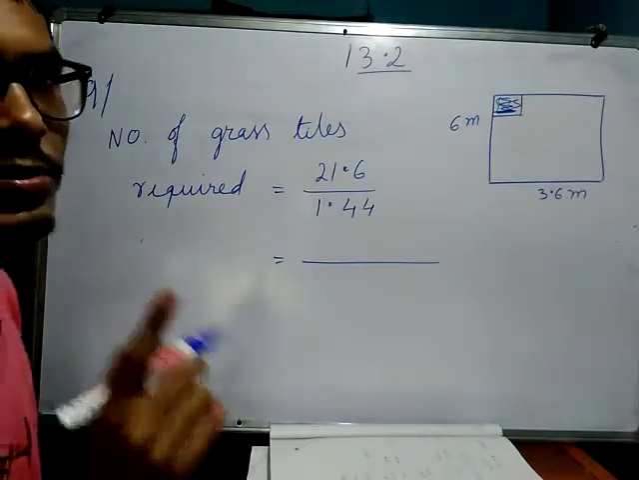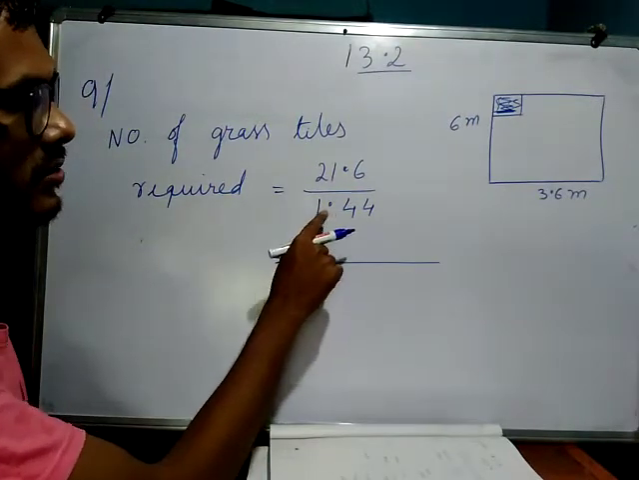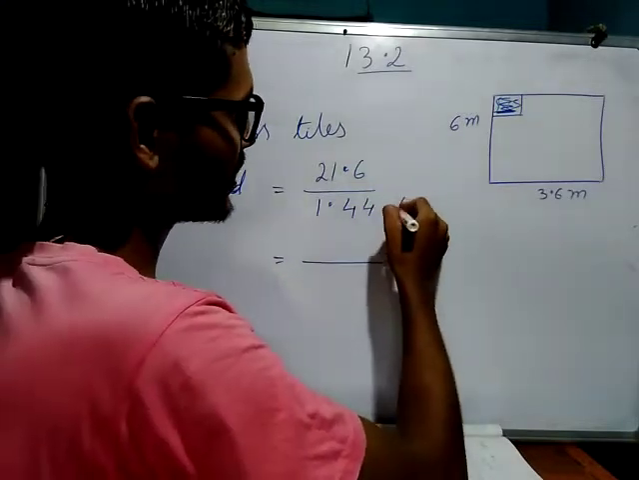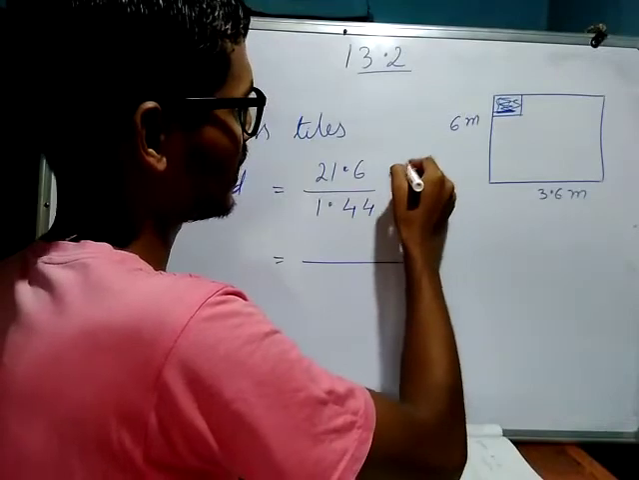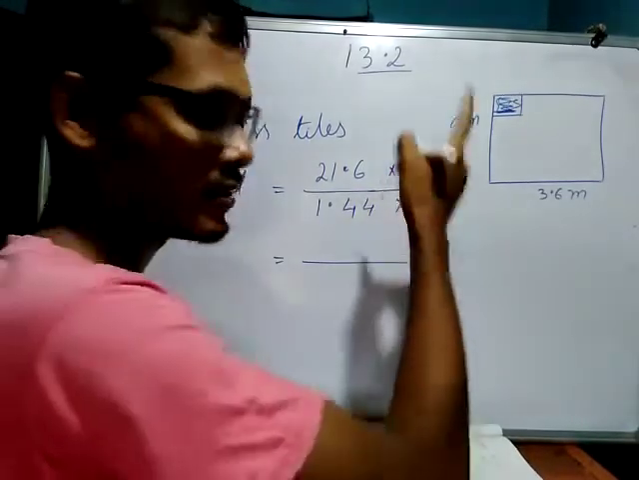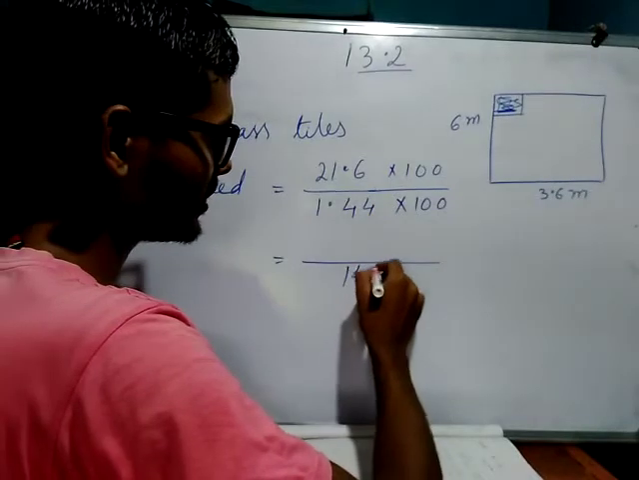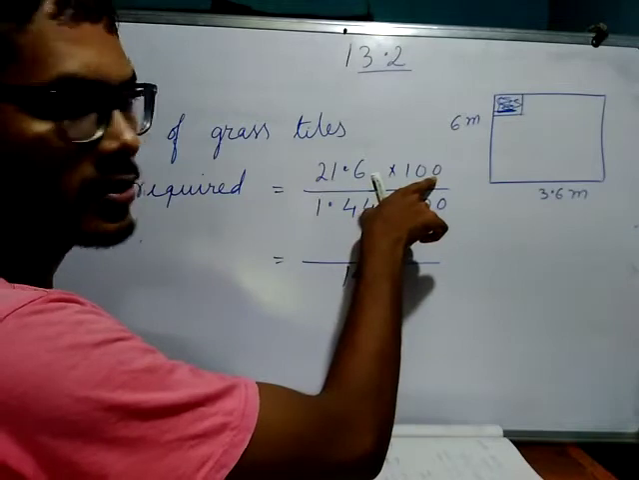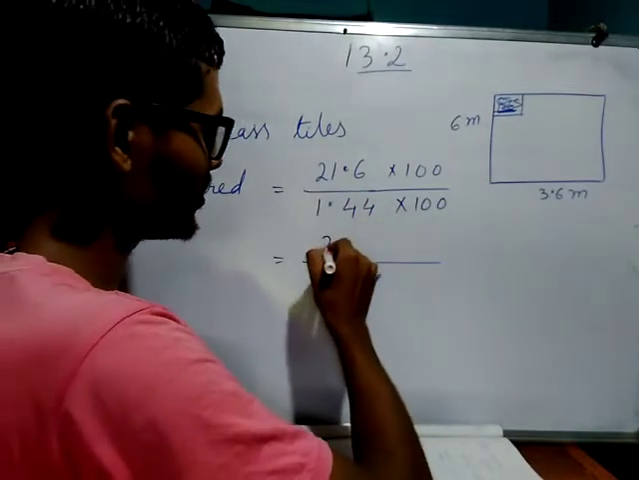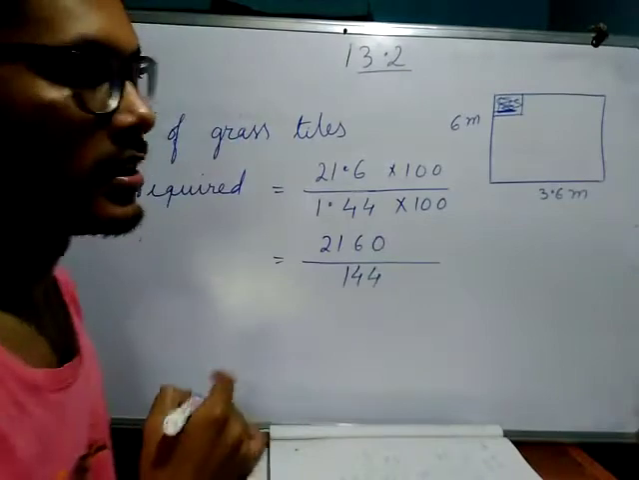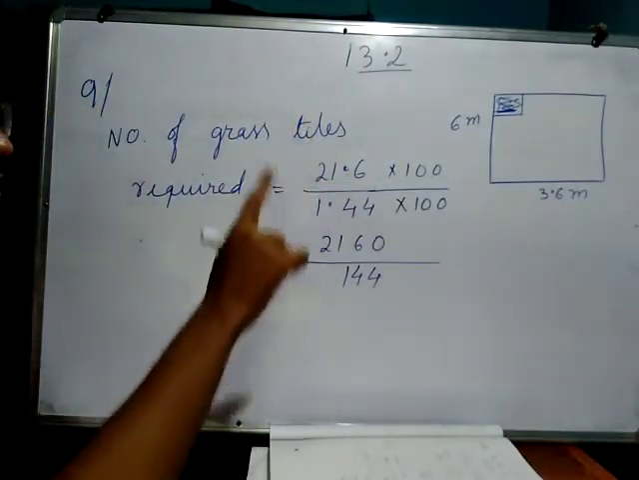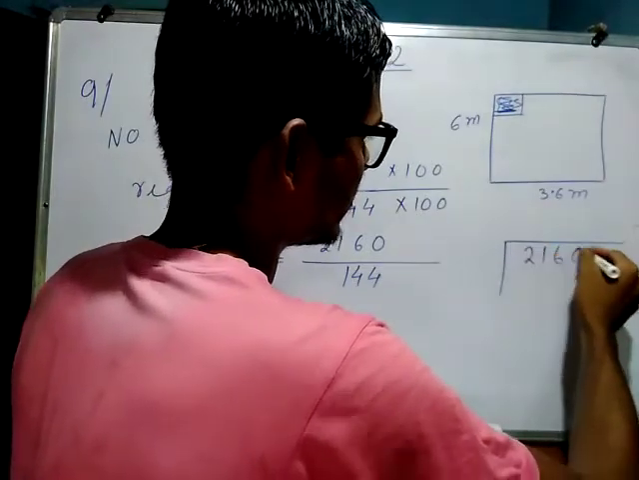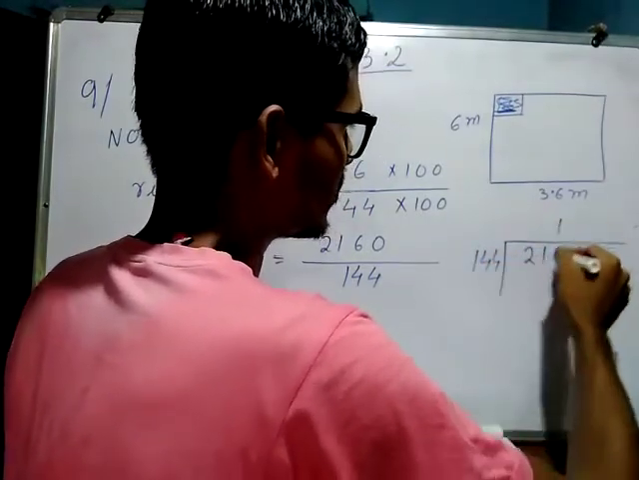First, always remove the decimal from the denominator. If you look here, after the decimal there are 2 digits. So to remove the decimal, we have to multiply both numerator and denominator by 100. Now the decimal is removed. Here 21.6 times 100 becomes 2160, the 0 is cancelled with the decimal place. So now we divide 2160 by 144.